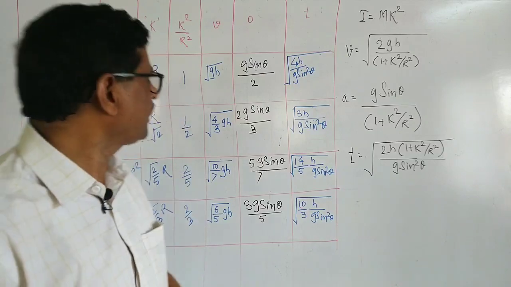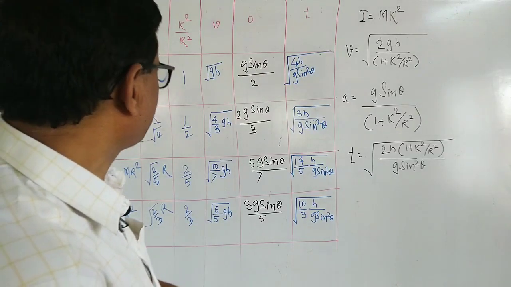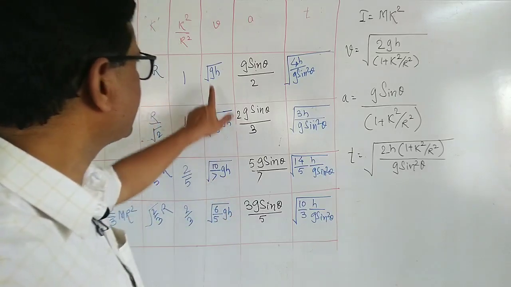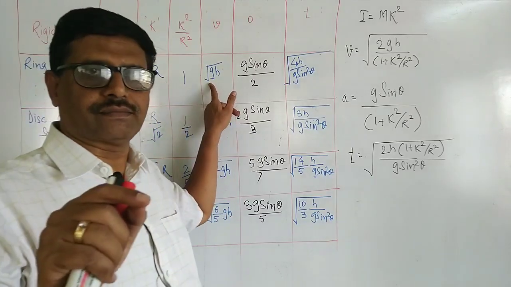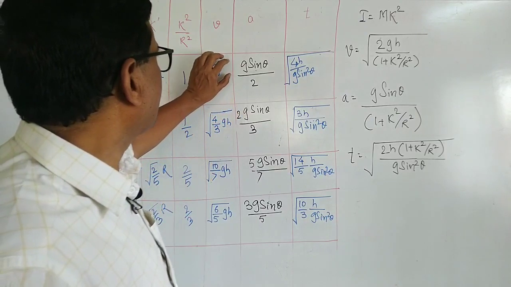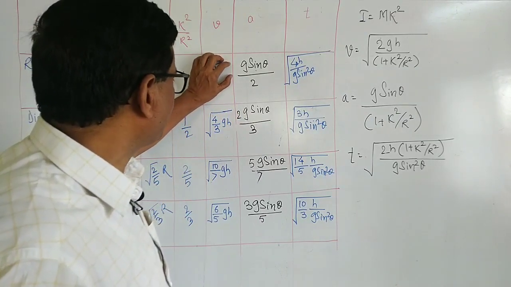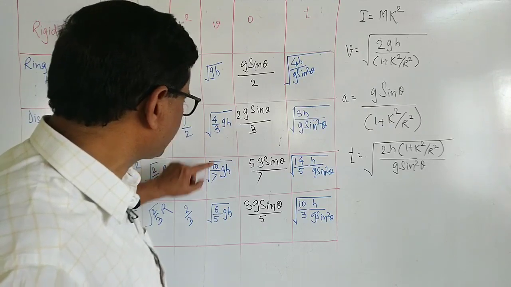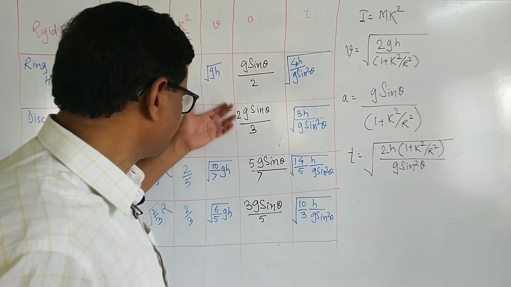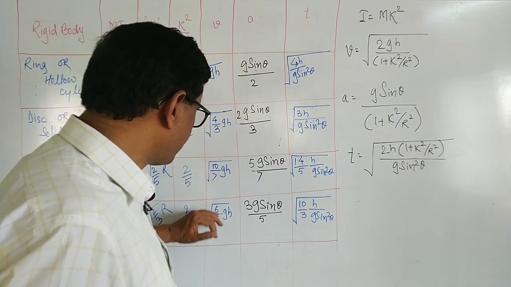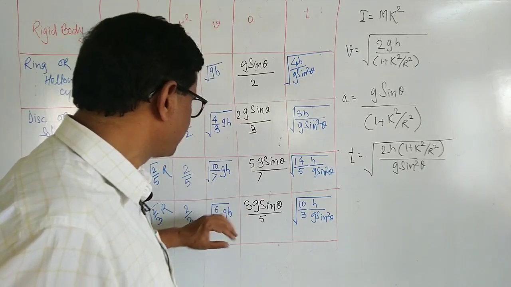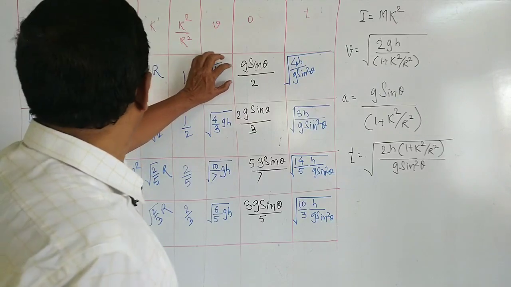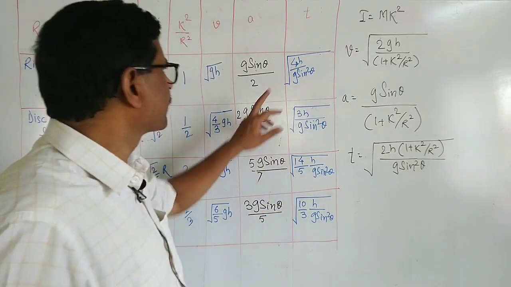From this, what do you get? The velocity in this case is more than 1 under root of gh, whereas in another case it is only 1. It is 1.33 under root of gh, more than that. It is 1.2 under root of gh. Then it is more than that. Therefore, the velocity of the ring is maximum.